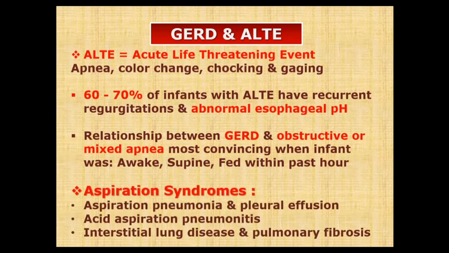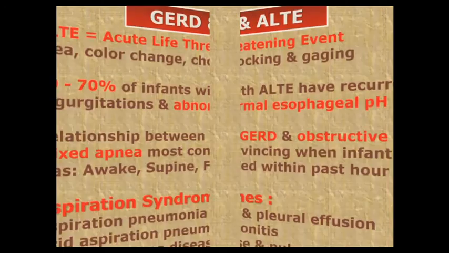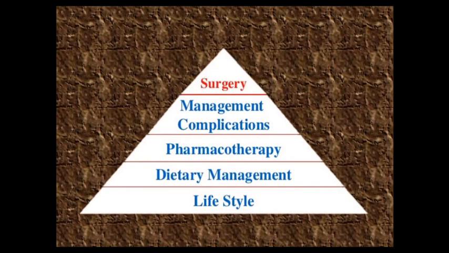Aspiration syndrome may happen due to gastroesophageal reflux disease among the extraintestinal manifestations. The aspirated gastric content causes aspiration pneumonia, complicated by pleural effusion, and the acidic content will cause acid aspiration pneumonitis. In chronic, long-standing and recurrent aspiration, it will lead to interstitial lung disease and pulmonary fibrosis.